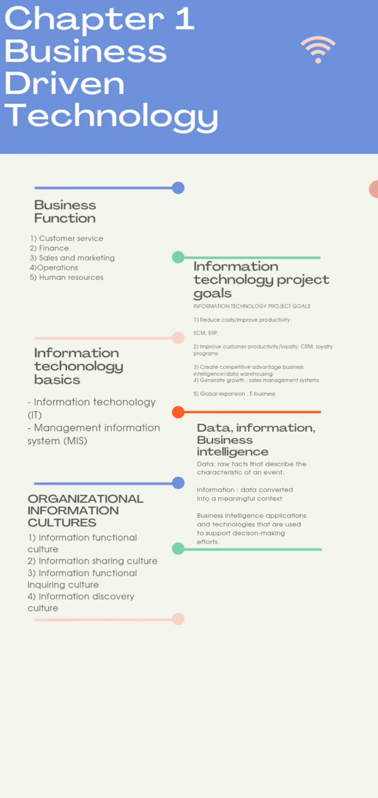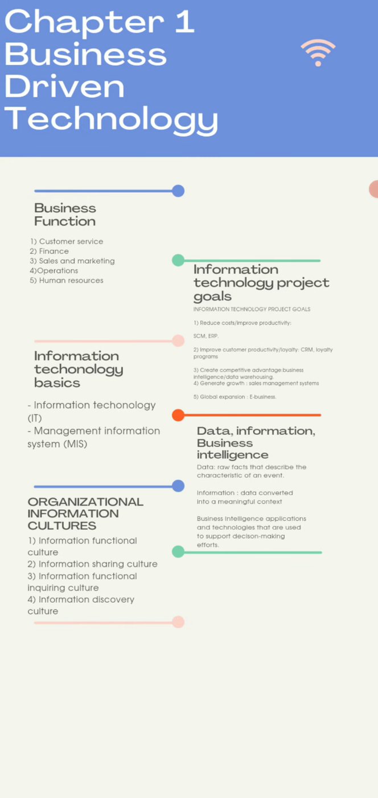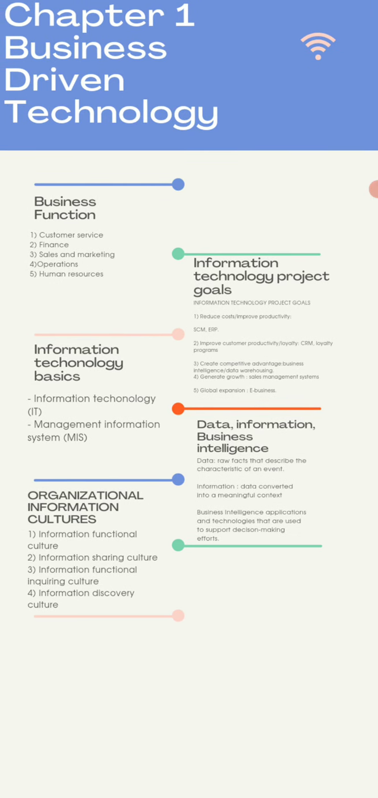Okay, the next point is data, information, business and intelligence. The first one is data. Data is raw facts that describe the characteristics of an event. The next one is information. Information is data converted into a meaningful and useful context. The third one for this point is business intelligence. Business intelligence is applications and technologies that are used to support decision making efforts. The last one is organizational information cultures.